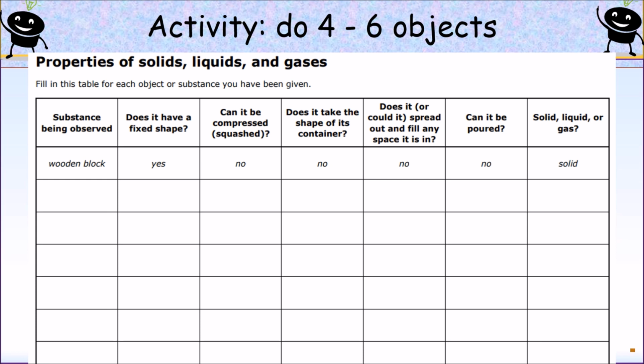Let's look at the example already on the screen, that of a wooden block. The substance being observed is what you have chosen from your home. In this case, we've got the wooden block. Then you need to ask the question for each of the objects you've chosen. Does it have a fixed shape? That will be either yes or no. Can it be compressed? Can it be squashed? In this case, it's a wooden block, so no.